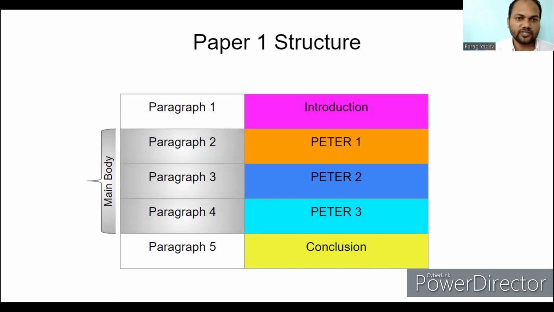Paragraph 1 is the introduction, while paragraph 5 is the conclusion. What lies in between is the main body, as you see in this brace bracket here. Paragraphs 2, 3, and 4 are the main body paragraphs. In this video, we are going to learn how to structure the introduction, how to structure the main body paragraphs using the PETER format, and the third is how to structure the conclusion. Let's look at the introduction.